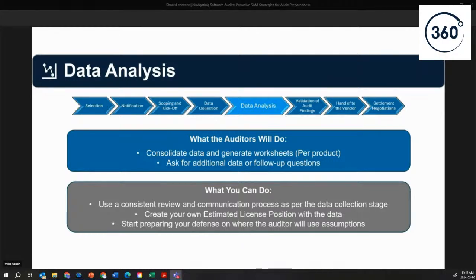If you don't have versions or editions, or you send them just a spreadsheet, they may want to see screenshots. This is where they're going to follow up and validate the data that you provided them. So again, use that consistent review and communication process through your SPOC. I'd create your own license position with the data that you sent them, so that when they come back, you can compare how yours is created versus theirs. And then you want to start preparing your defense on where the auditor will use assumptions. Okay.